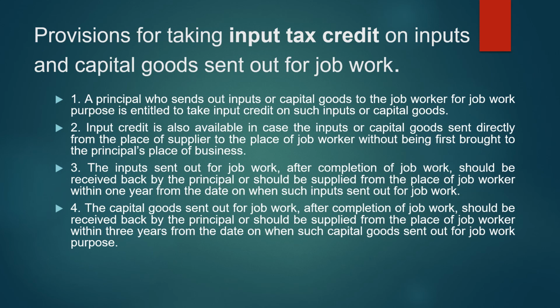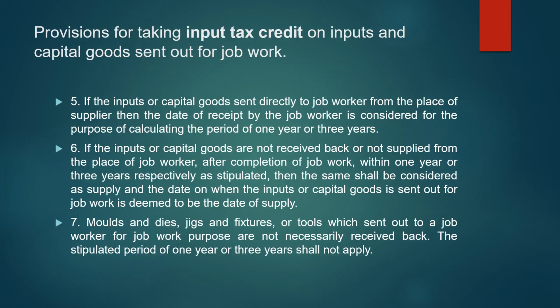Next is input tax credit is also available for inputs sent out for job work, which after completion of job work should be received back by the principal or should be supplied from the place of job worker within 1 year from the date on which such inputs were sent out for job work. Next is the capital goods sent out for job work, which after completion of job work should be received back by the principal or should be supplied from the place of job worker within 3 years from the date on which such capital goods were sent out for job work.